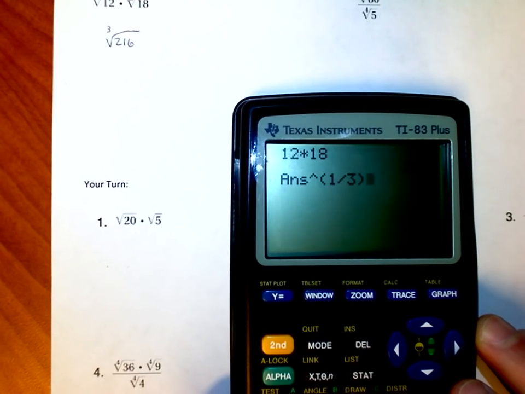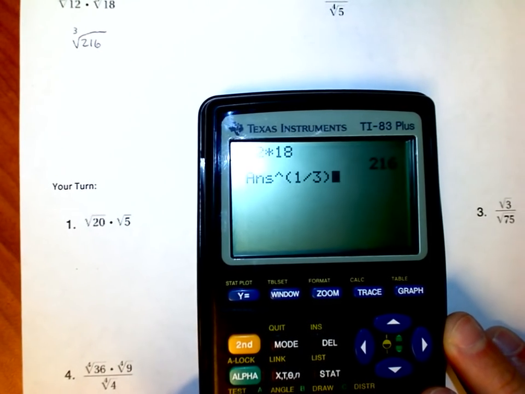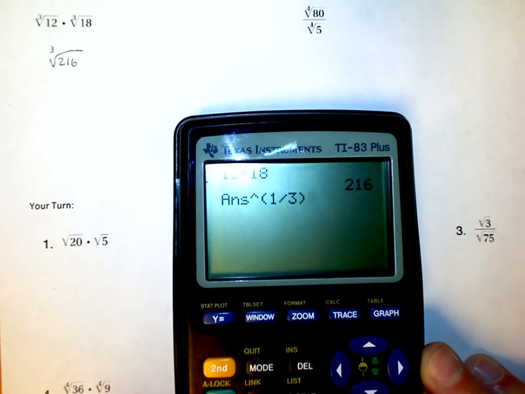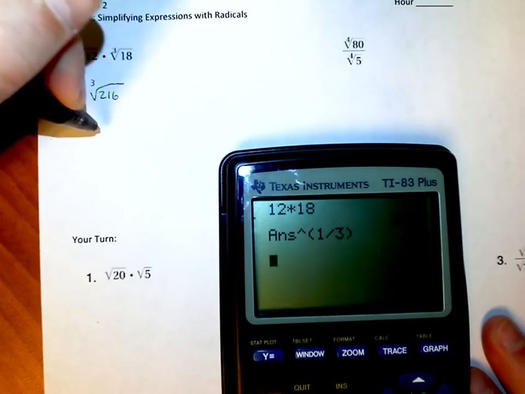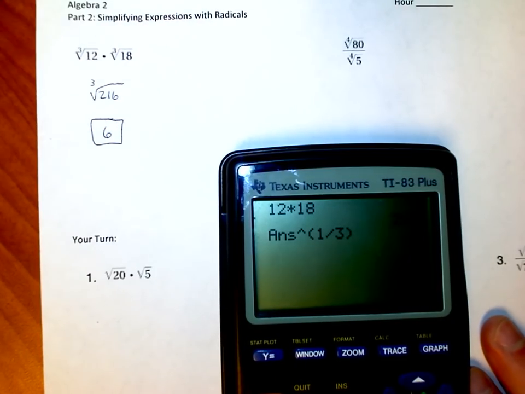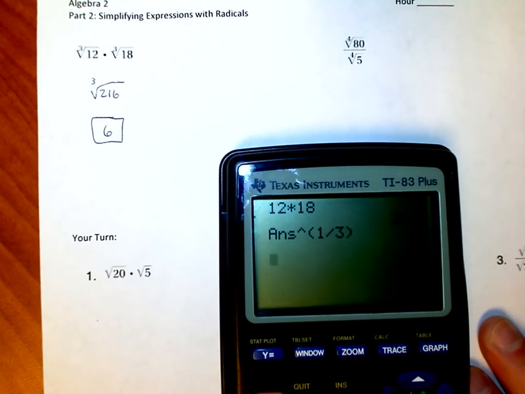Thank you. Okay, so to find the cube root of 216, I took that number and raised it to the 1/3 power, and the answer is 6. That is actually 6 for an answer. So in this case we get something nice and neat.